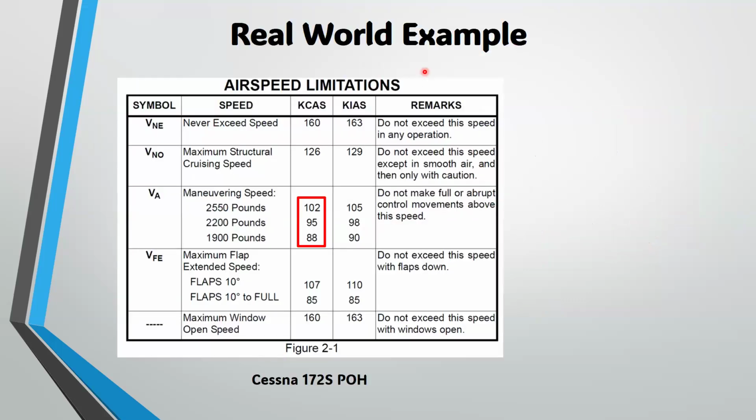So this is a picture from a Cessna 172S POH, and it actually provides maneuvering speeds for 3 different weights. So if we use this formula, then we can see that the calculated maneuvering speeds for 2,200 pounds and 1,900 pounds are very close to the published ones. So you can see that this formula works.